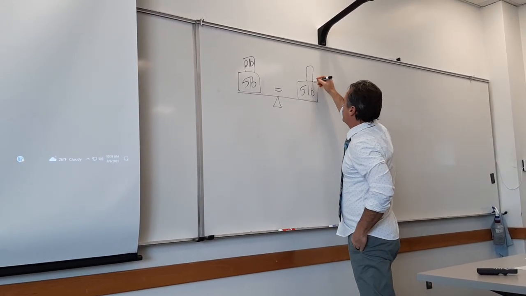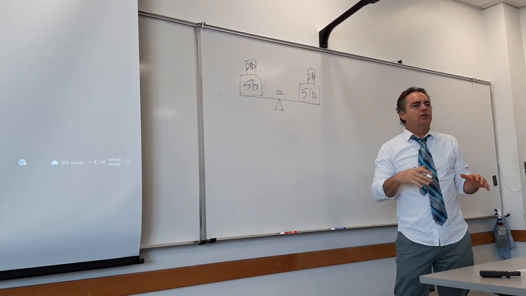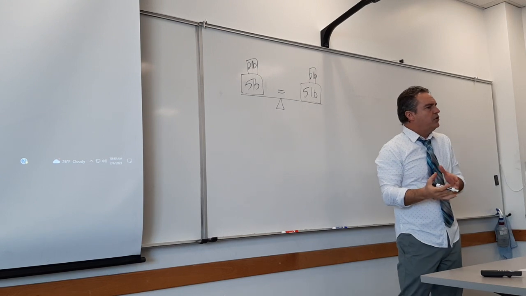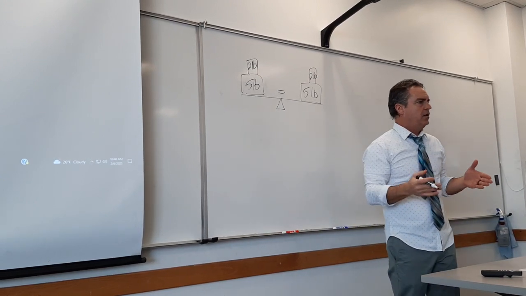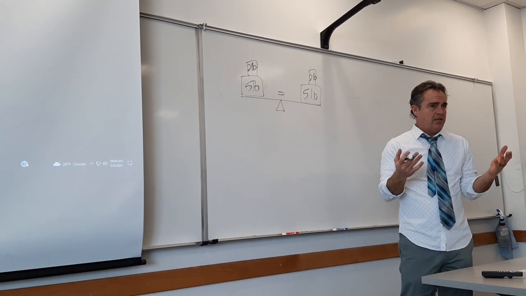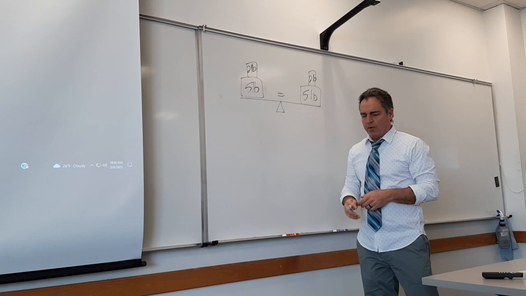But if I hurry and I throw a little 2-pounder here, what's going to happen? It's going to balance out. So this is the law of physics and the law of math. Whatever you do to one side of a balanced equation, an equal sign, you must do the exact same thing to the other, or you will lose your equality. You'll lose your balance.